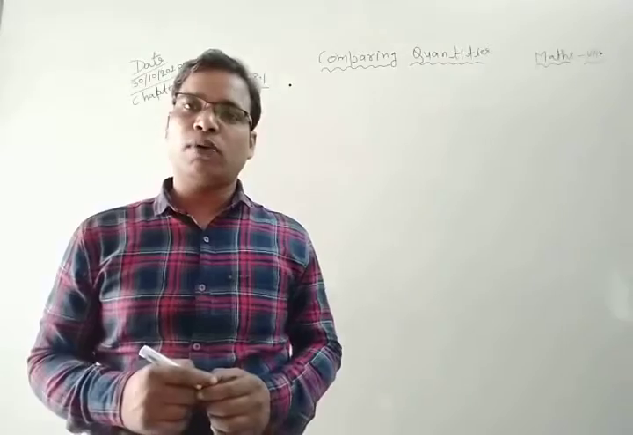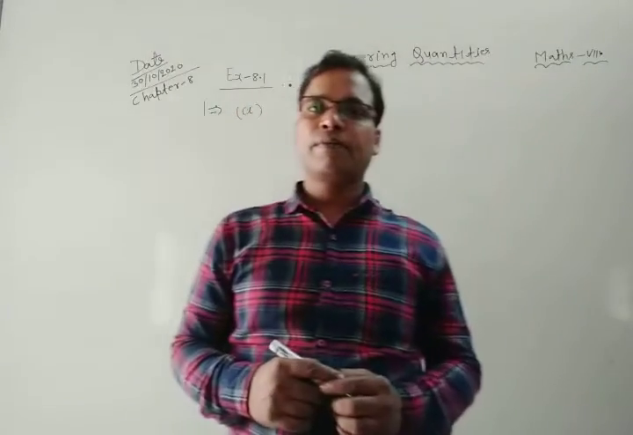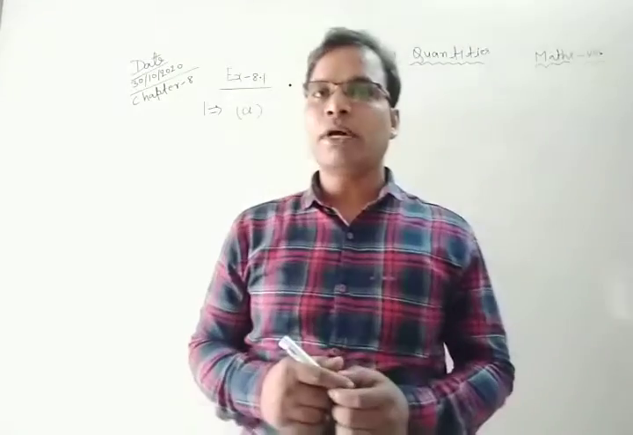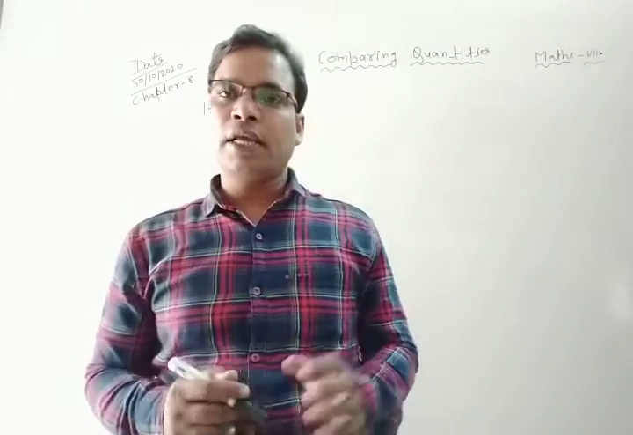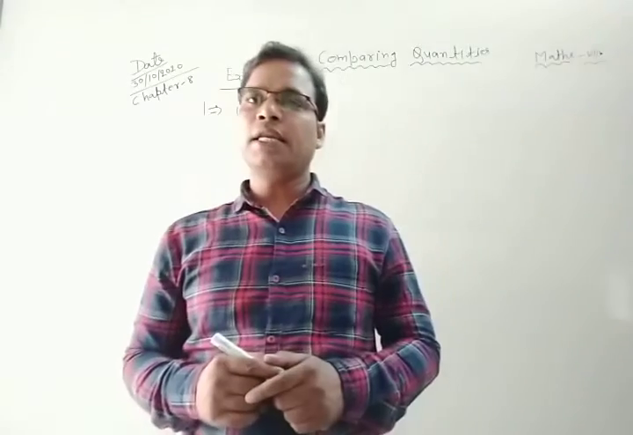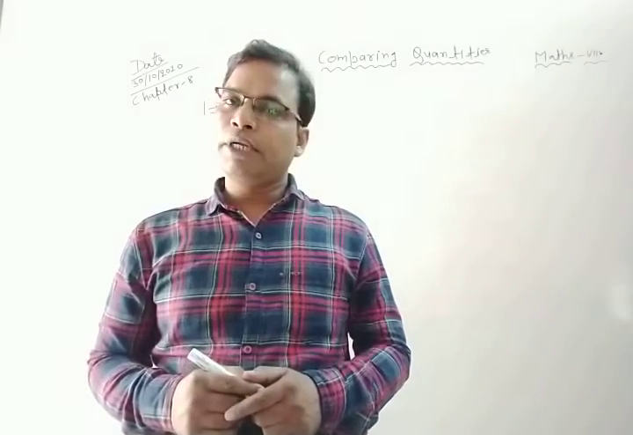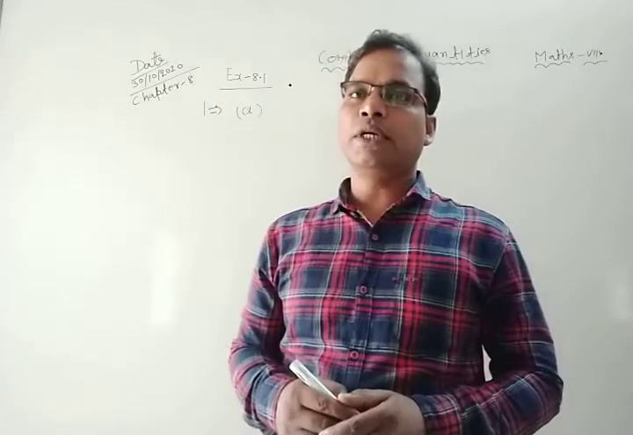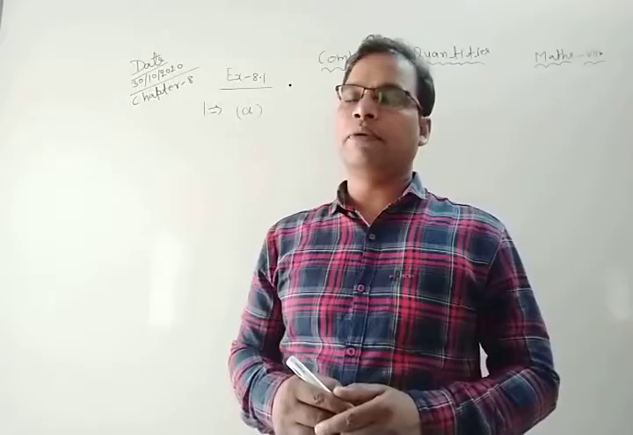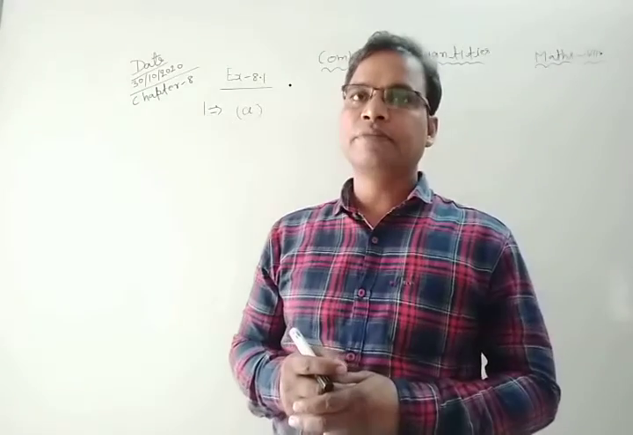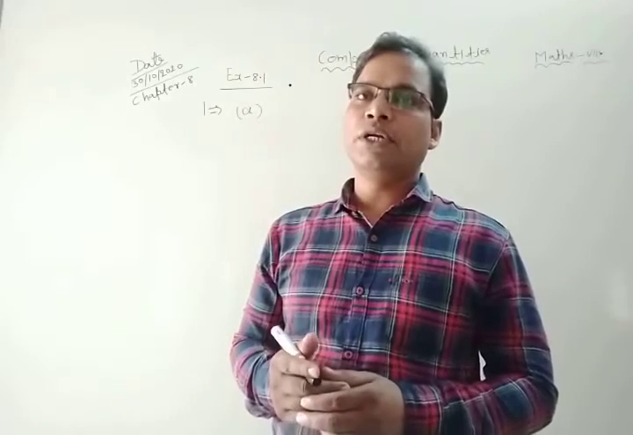Exercise 8.1, question number 1. Find the ratio of the following. Part A of question number 1: speed of a cycle 15 km per hour to speed of a scooter 30 km per hour. So we need to find the ratio of the speed of the cycle and the speed of the scooter.